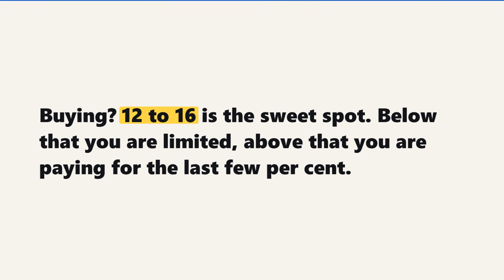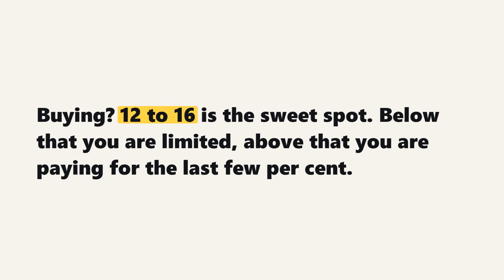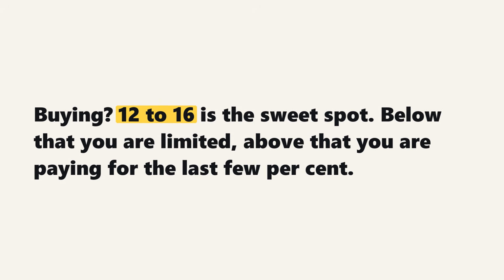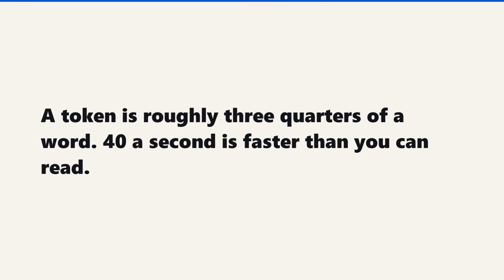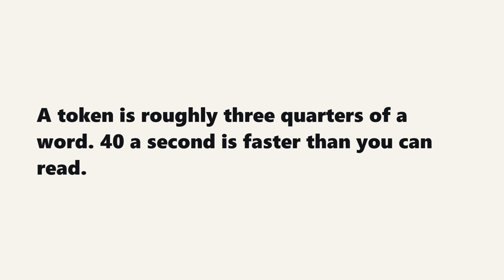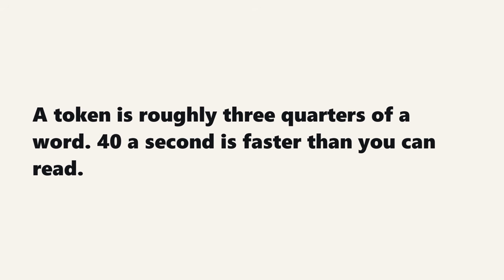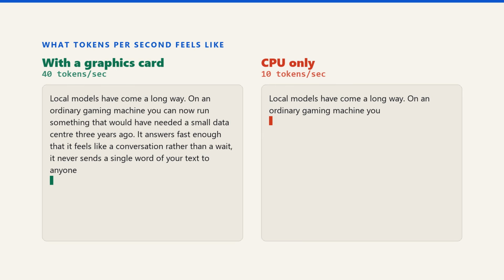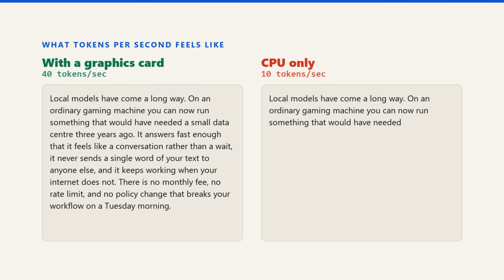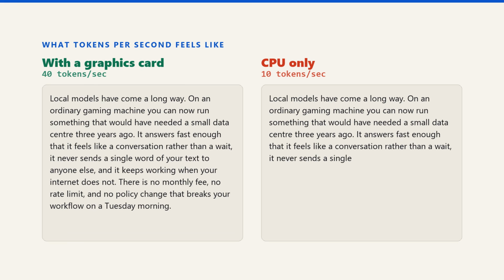If you are buying, 12 to 16 is the sweet spot. Below that you are limited, above that you are paying a lot for the last few percent. Speed is measured in tokens per second, and that number means nothing until you see it. A token is roughly 3/4 of a word. So 40 tokens a second is about 30 words a second, faster than you can read. 10 tokens a second is about 7 or 8 words a second, roughly reading pace.